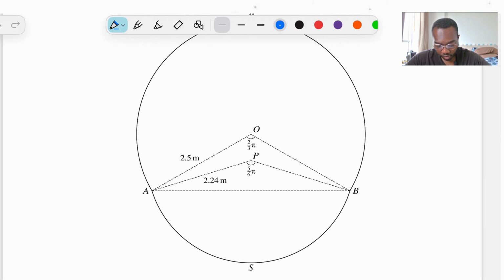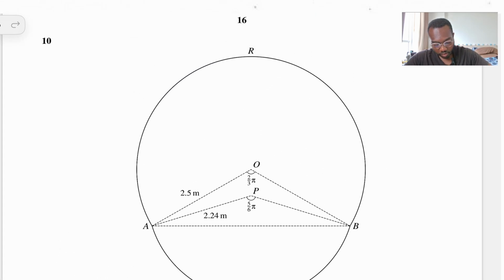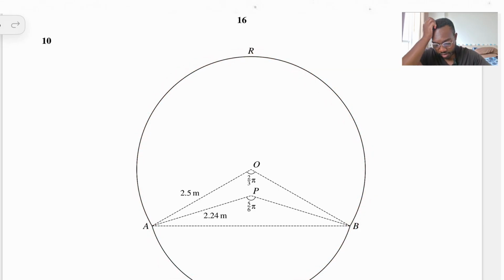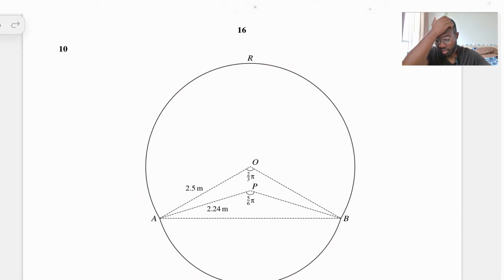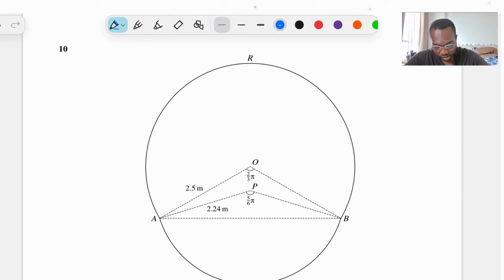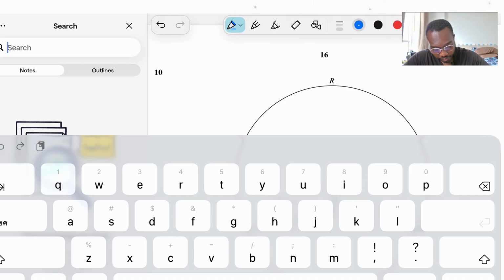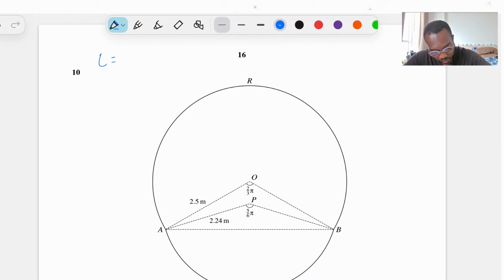So we want to find the perimeter of all of this, pretty much just all of RASB. Now, it looks very difficult. The shape is fairly odd, but it's actually not that bad. We can actually use our normal equation to work this out. So, what do we know? Well, we know that the equation of an arc length is r theta.